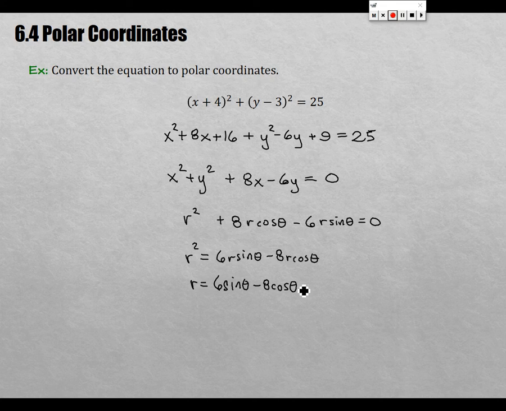So I think that's a good place to leave it. I mean, could you graph that on your calculator? Sure, feel free to put that in R1 on your calculator. You can graph it and see what it looks like. It'll be a circle centered at -4, +3, radius 5.